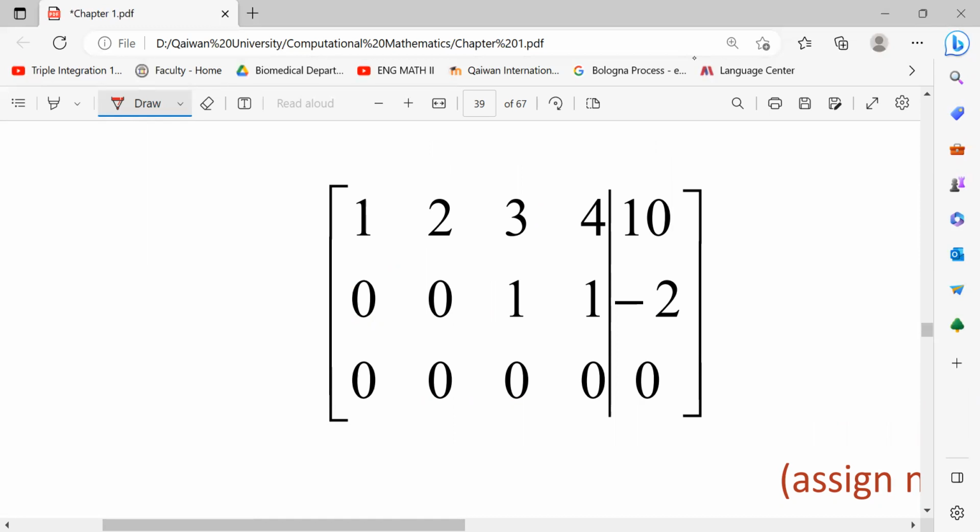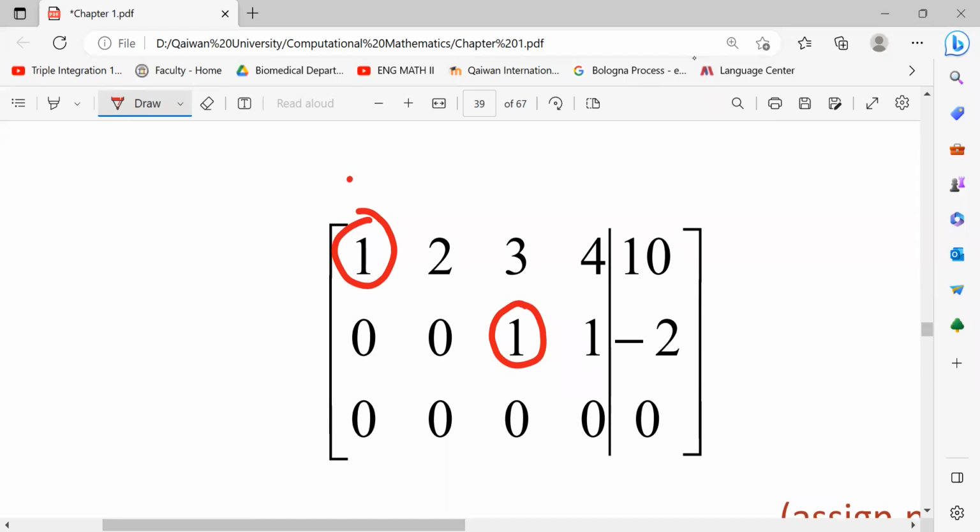In this case, we assign the non-leading variables by parameters. We assign the non-leading variables by parameters. Here, this is a leading parameter, and this is a leading parameter. Okay?